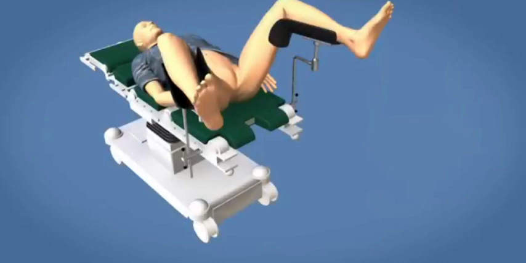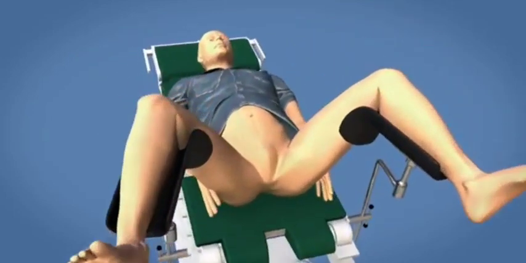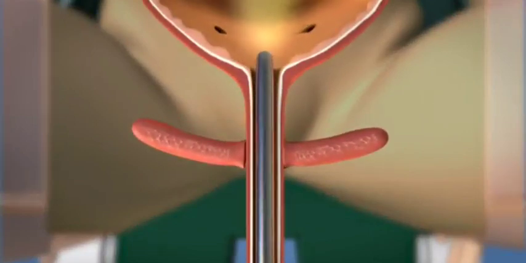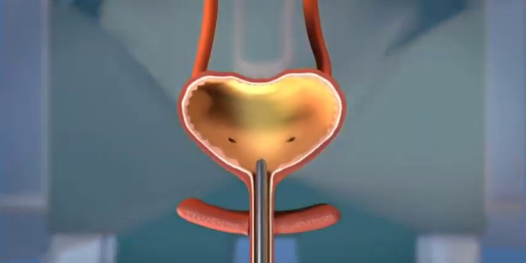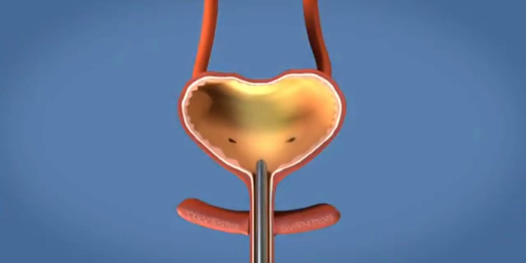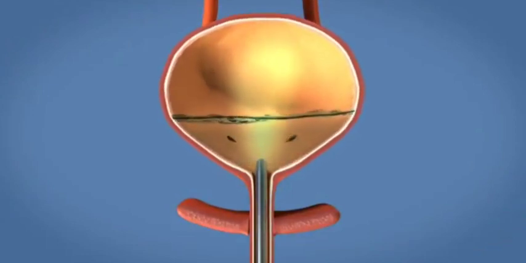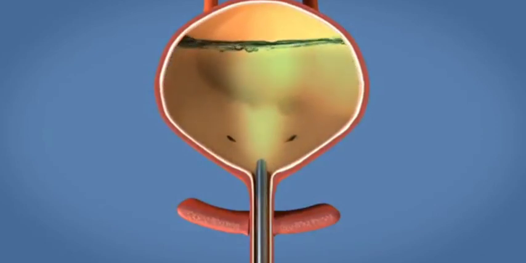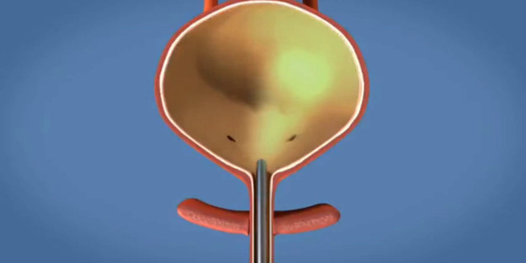Typically, you are awake for cystoscopy. Your urethra will be numbed with an anaesthetic spray or jelly, and you may also be given a sedative to relax you. The cystoscope is inserted through your urethra and into the bladder. Your bladder is filled with a sterile solution, and you may feel the need to urinate. After the procedure, you are encouraged to do so. The doctor will examine your bladder for any abnormalities.